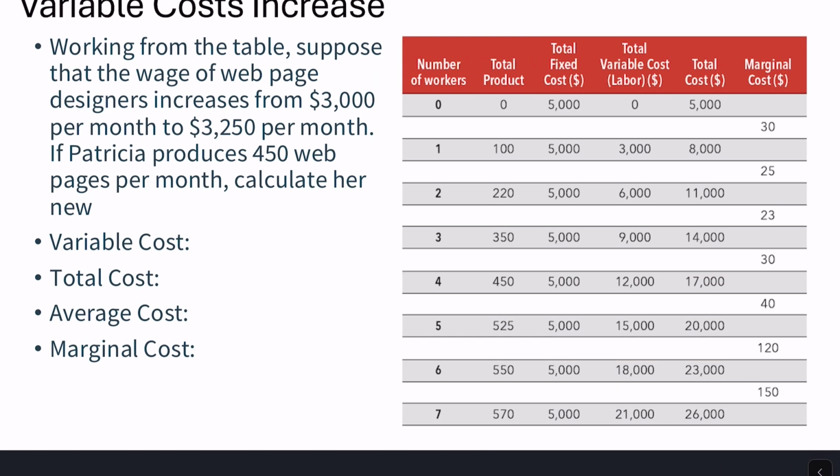Okay, now the hardest one is what happens when your variable costs change. We're going to have to calculate more things to be able to figure out these answers. And so now, the same table, we're still working 450 web pages. We're still talking about this line here. We want to recalculate, except now the wage per worker is going to go up from $3,000 per month up to $3,250 per month, right? So we need to recalculate all these. So I want you to calculate these top three here on your own. So pause the video and calculate these, and then I'll come back and do this one. This is going to be the harder one.